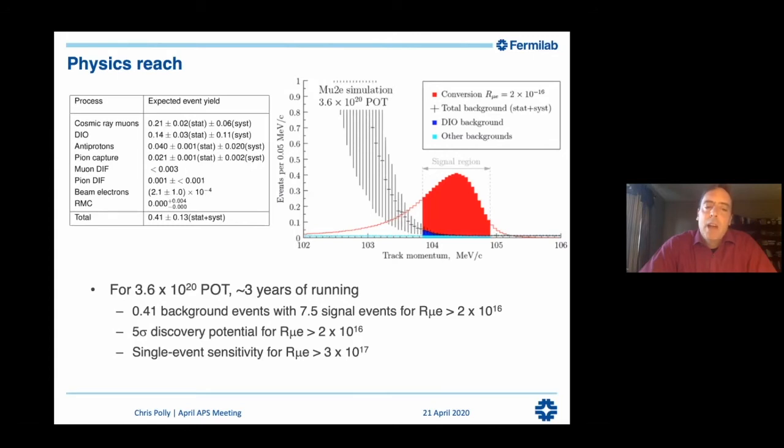With 0.41 background events, and that length of running, you expect 7.5 signal events, and that's if you have a branching ratio of 2 × 10⁻16. That gives you 5 sigma discovery potential for that branching ratio, and gives the single event sensitivity for a branching ratio of 3 × 10⁻17.